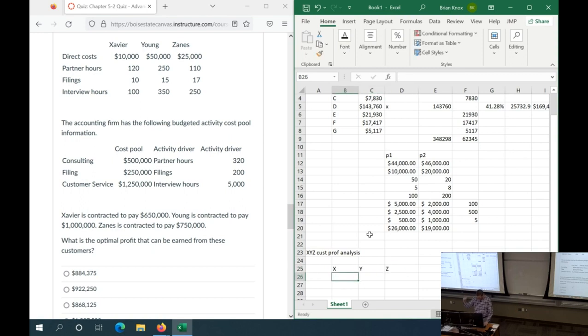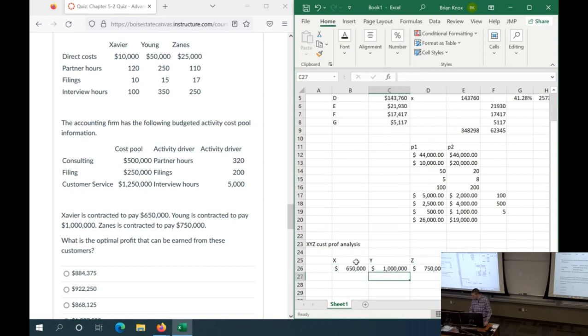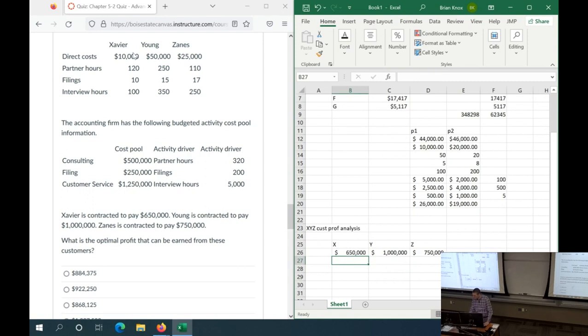I'm going to go ahead and put the revenue up at top. Just going to grab it from here. $650,000 for Xavier, Young 1 million, and Zane's is 750,000. Let's put that in dollars. Okay, make sure I got the right number of zeros in there. And we have direct costs. I'll go back up here now. We have $10,000 in direct costs for Xavier, $50,000 for Young, and $25,000 for Zane's.